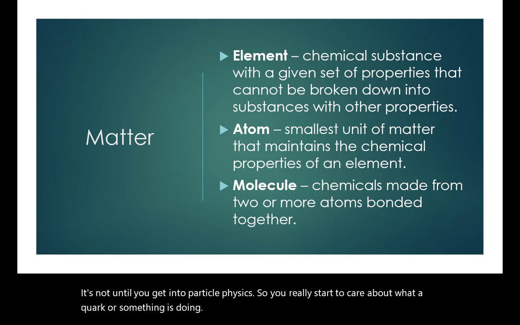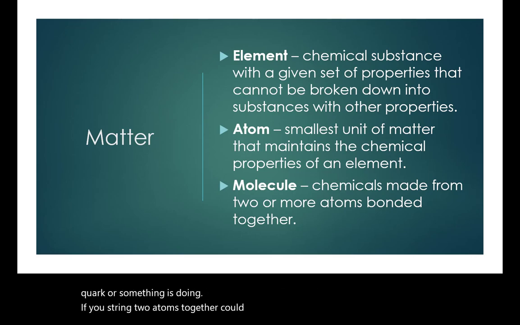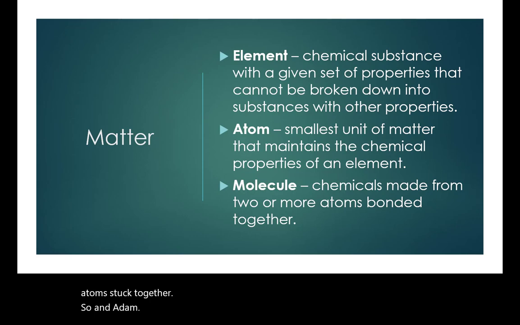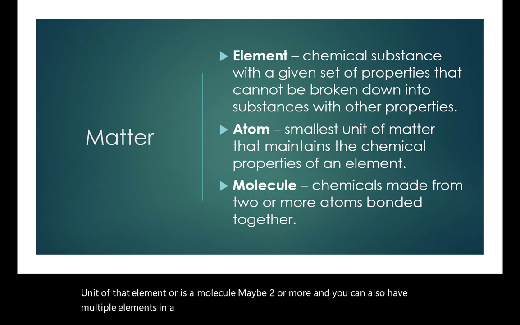If you string two atoms together, could be the same element or of different elements, you get a molecule. So atmospheric oxygen that we breathe is two oxygen atoms stuck together. So an atom is a single unit of that element, whereas a molecule may be two or more. And you can also have multiple elements in a molecule as well.